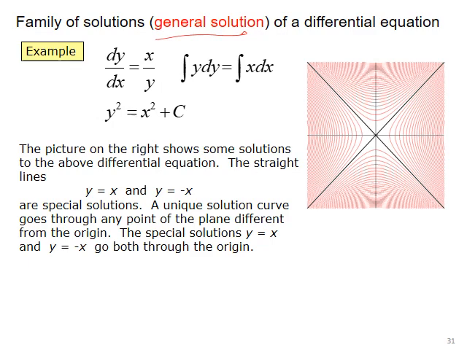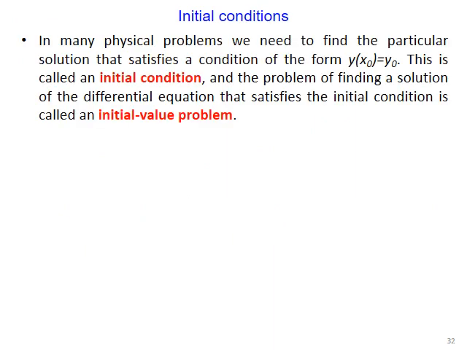As an example, dy over dx equals x over y. Separate them, cross multiply. We are here. Integrate: y squared over 2, x squared over 2. Now this is with the plus c. Now this is, let me say, the general solution, and we don't have a value for c. It gives me an infinite number of outputs, as you can see here in this graph.